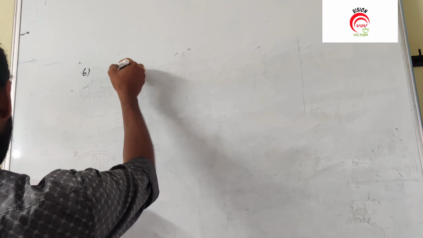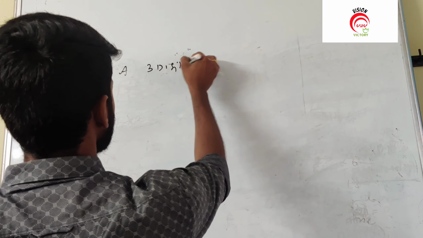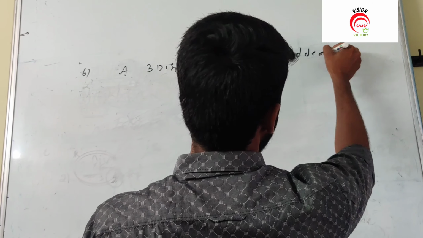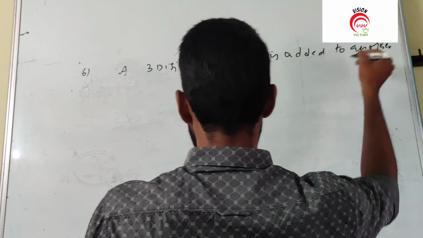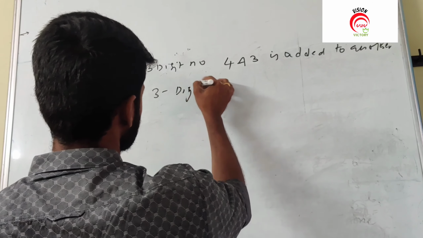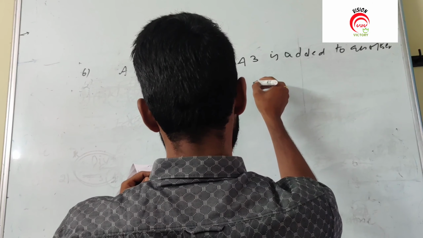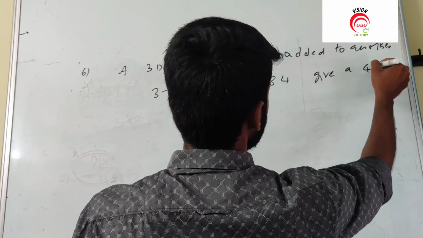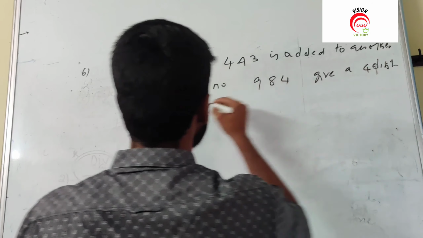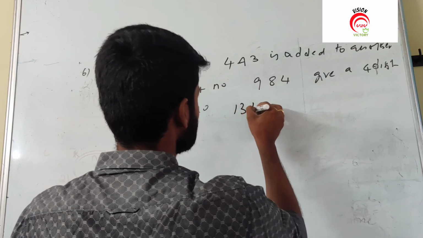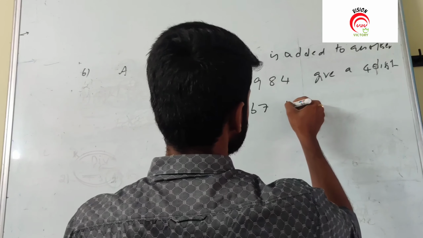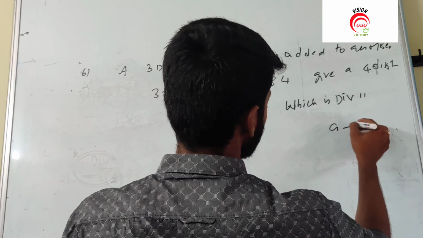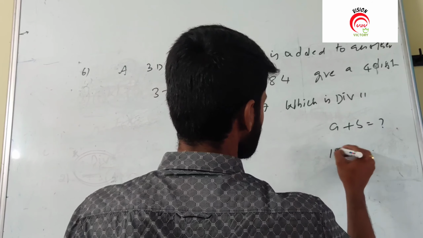Next one, 6th question. A 3-digit number 4A3 is added to another 3-digit number 984. It gives a 4-digit number 13B7, which is divisible by 11. Then what is the value of A plus B? Clear? So these are the options.